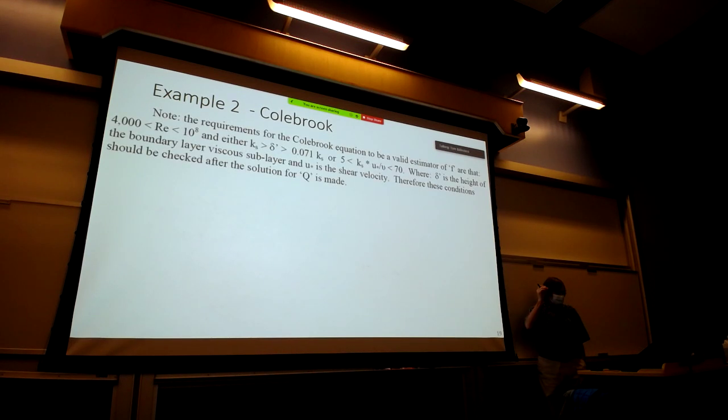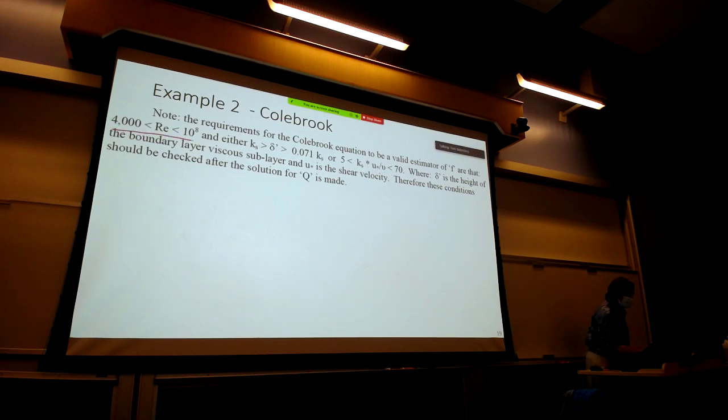However, just above that equation are the caveats. When you combine the Colebrook equation with the Darcy-Weisbach equation, you need to have your Reynolds number in a certain range. Either the absolute roughness needs to be greater than the laminar sublayer thickness, or k sub s u star over mu is in a certain range. And I'll explain what that is.